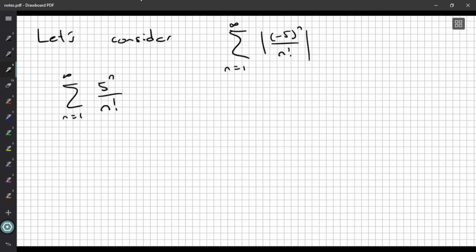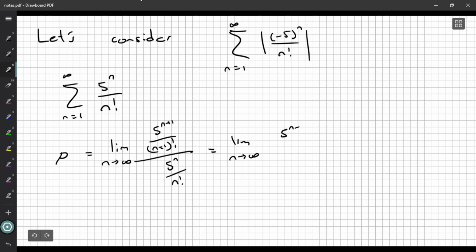Well, with the factorials there, I might try a ratio test. And we can rearrange it a little bit. Now this n plus 1 factorial, I'm going to write it as n plus 1 times n factorial. And similarly, I could write the 5 to the n plus 1 as 5 to the n times 5. And this just makes things cancel out a little nicer.